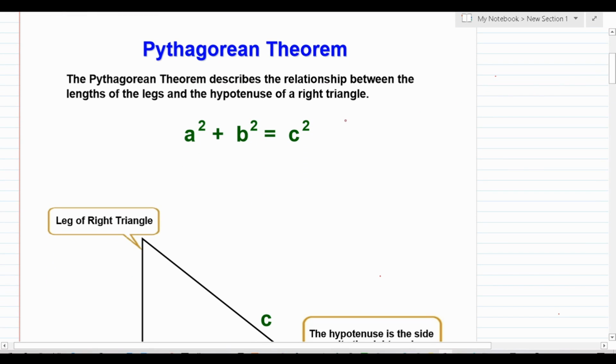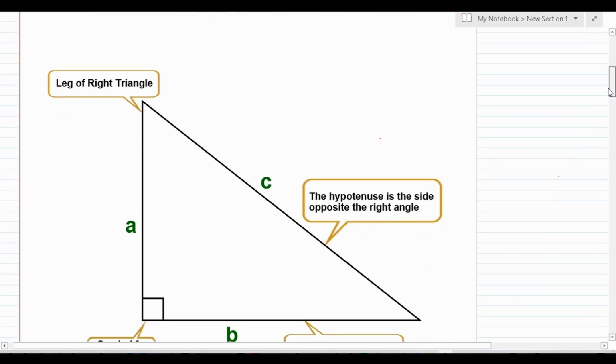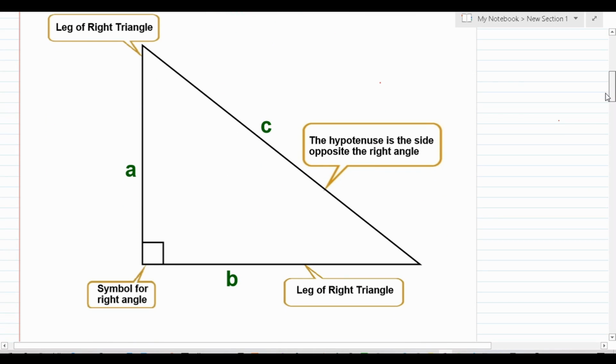The Pythagorean theorem, as you can see here, describes the relationship between the lengths of the legs and the hypotenuse of a right triangle. And more specifically, it's given by the formula a squared plus b squared equals c squared. In case it's not clear, right triangles are any triangles in which there's a right angle. And in case you haven't seen this in a while, this symbol right here, which I'll highlight in red, indicates that that angle is a right angle.